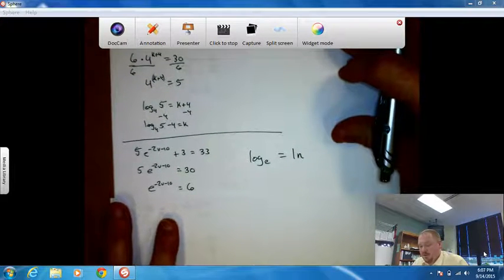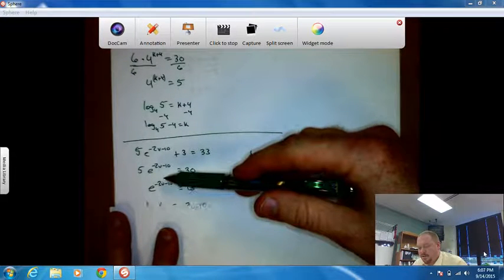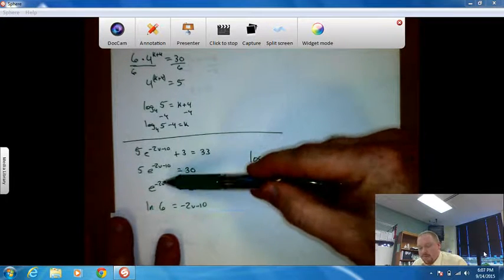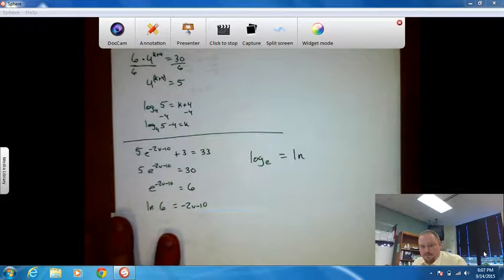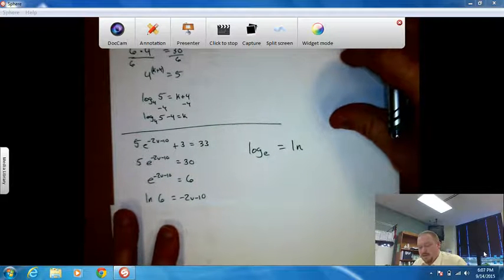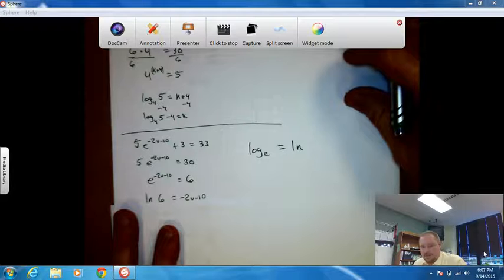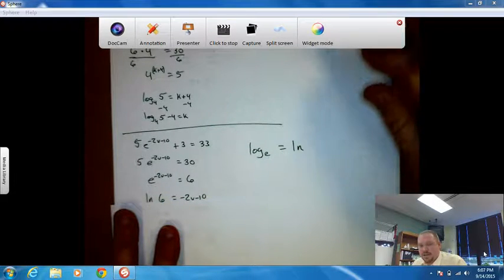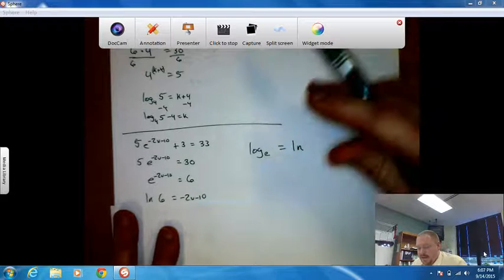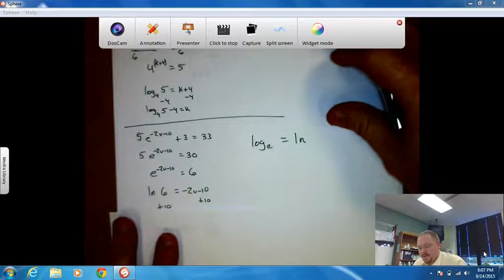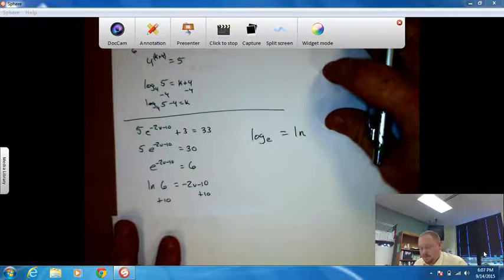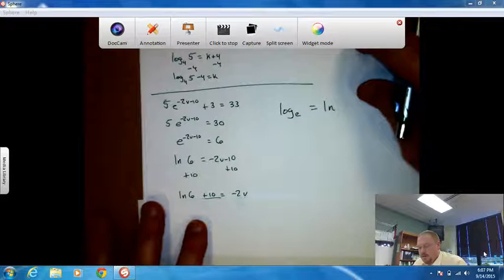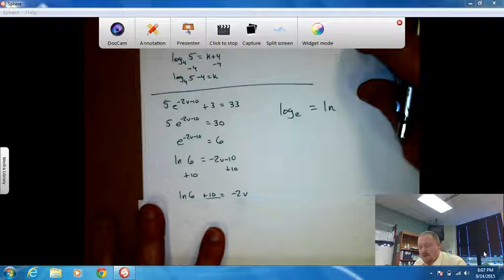So that's what I do here. I go straight down. The exponent goes to the right-hand side. What it equals goes inside the logarithm. And now I'm going to solve it just like I did the last time, but I'm not going to touch this natural log of 6. I'm going to add 10 to both sides. Now remember, you cannot add the 6 and the 10. The 6 is inside the logarithm. So I get natural log of 6 plus 10 equals negative 2v. Now I'm going to divide everything by negative 2.